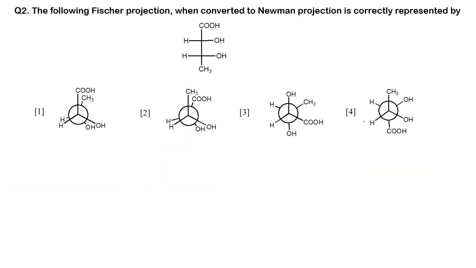Second example, in this case we'll follow a similar kind of methodology. The question is like this: the following Fischer projection when converted into Newman projection is correctly represented by which of these options? Okay, so here again we'll follow the configuration method.